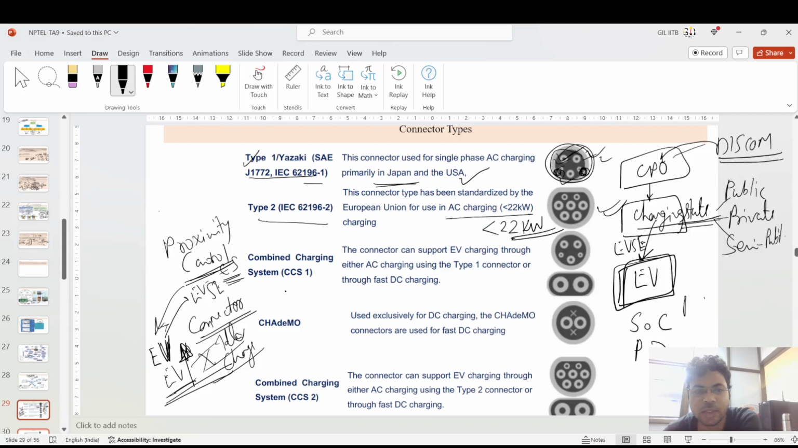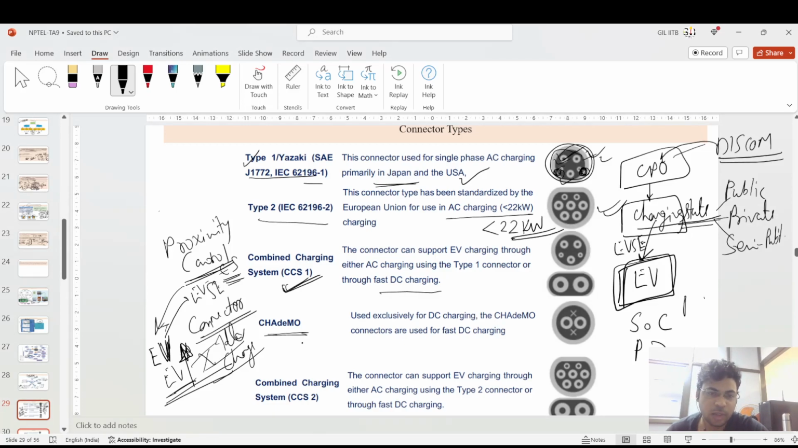And if you see the type 2 charger, that is the AC charger for less than 22 kilowatt. Okay. And CCS1 is the combined charging system which supports type 1 and fast DC charging also. And the CHAdeMO concept is very old.